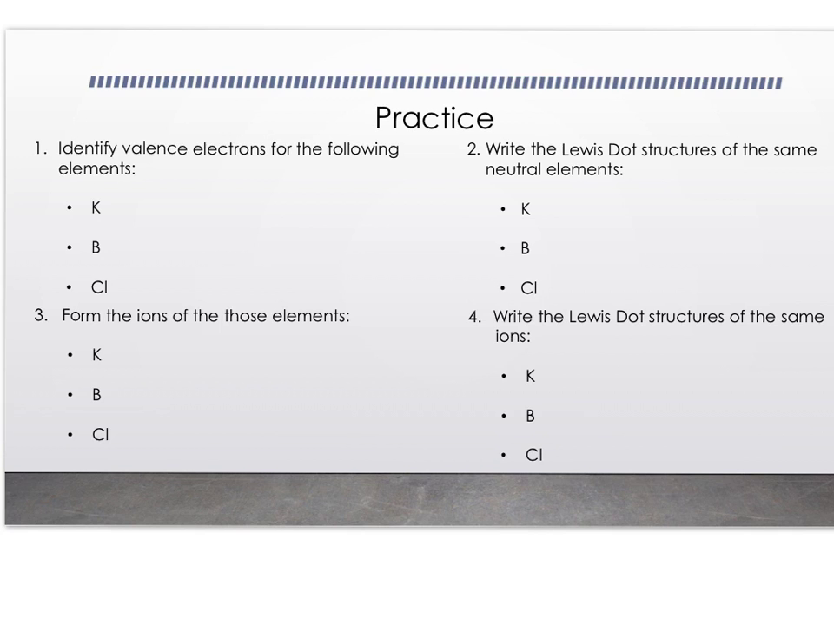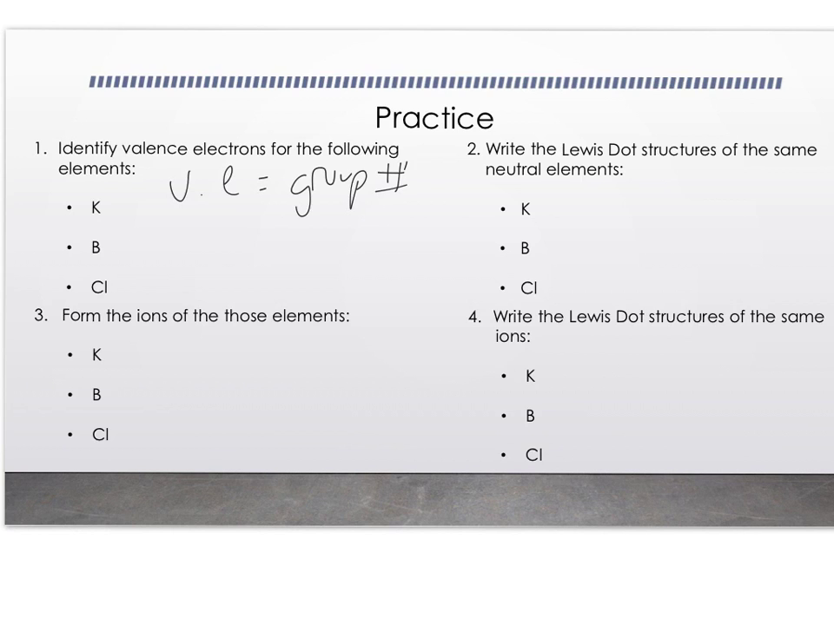Okay, so what I want you guys to do now is to practice trying to identify valence electrons and charges, and then drawing Lewis dot structures. So press the pause button, write these examples down, try to do them, then go back and check yourself. The first set, we're going to identify the valence electrons for the following elements. Okay, so valence electrons are equal to the group number.